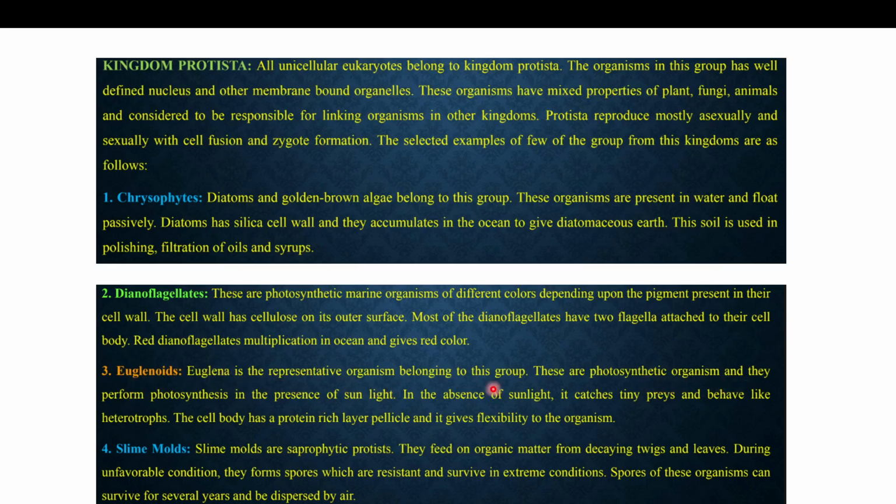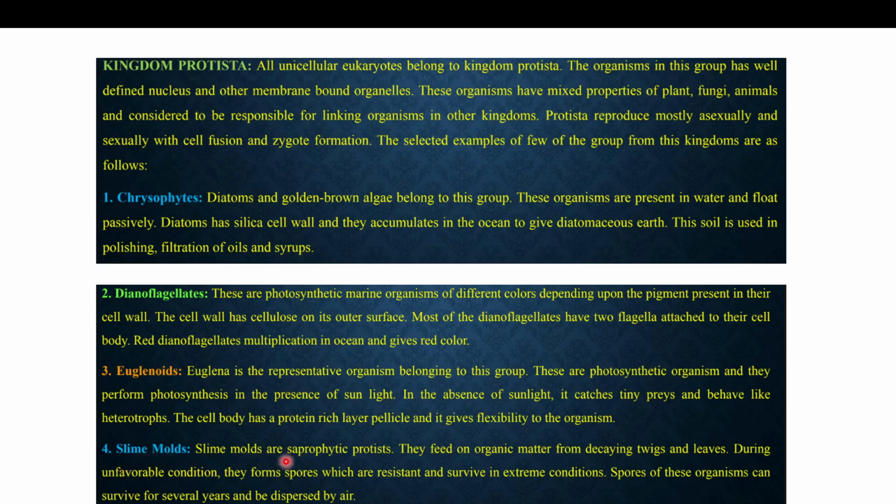which are photosynthetic, and they actually perform photosynthesis in the presence of sunlight. But again, when sunlight is not there, it actually can catch tiny prey and behave like heterotrophs. And euglenoids have cell bodies with a rich protein layer called pellicle, which eventually helps the organism to move, giving flexibility to its cell bodies.